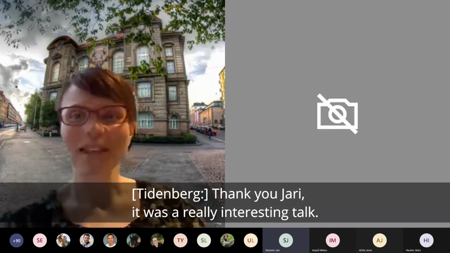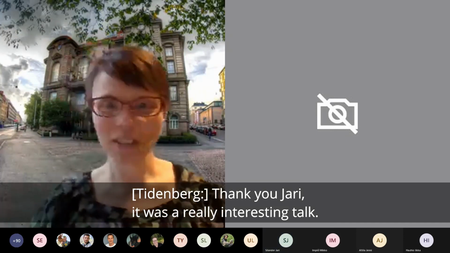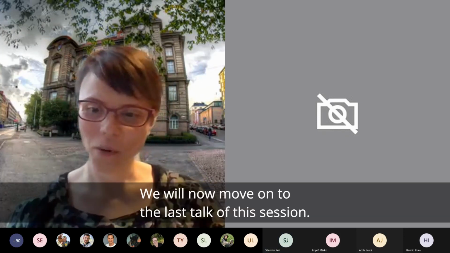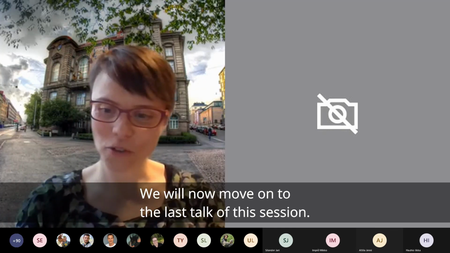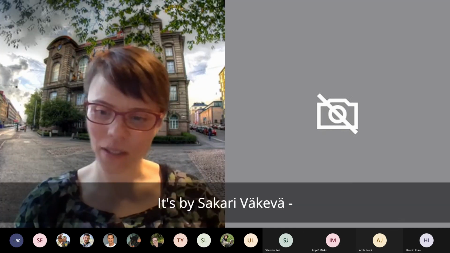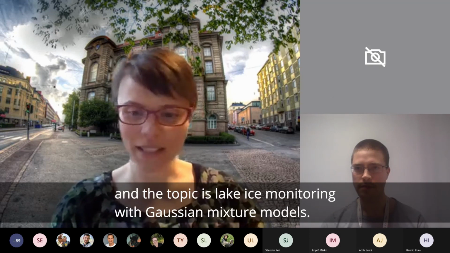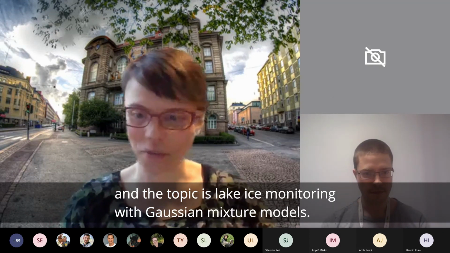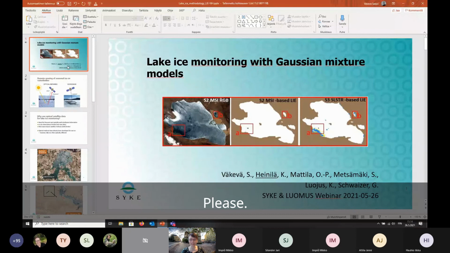Thank you, Jari. It was a really interesting talk. We will now move on to the last talk of this session. It's by Sakari Väkevä, and the topic is lake ice monitoring with Gaussian mixture models. Please.